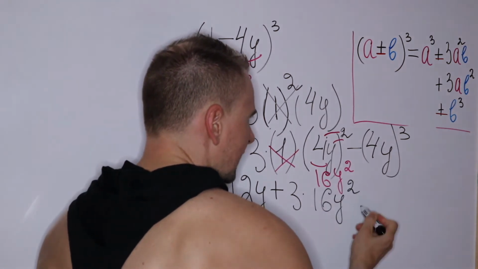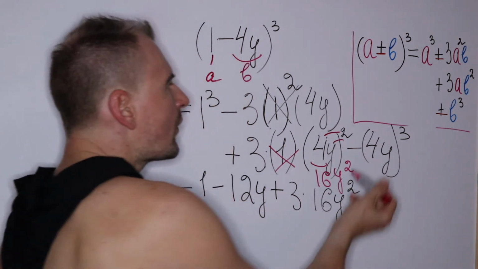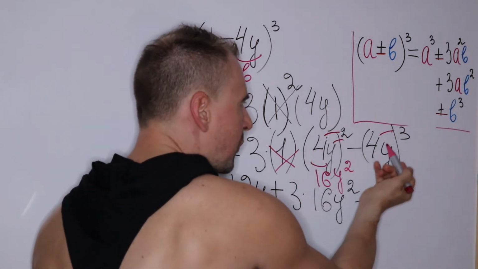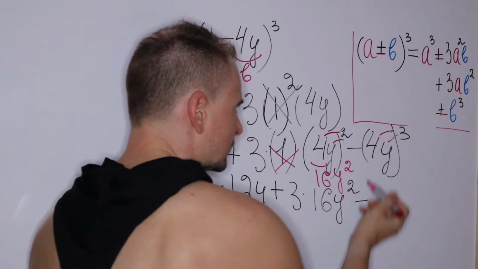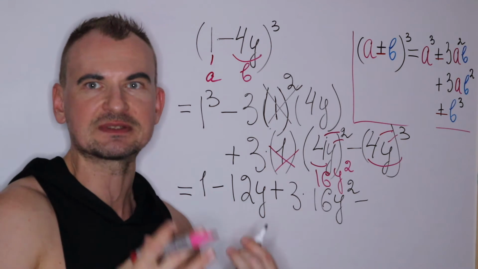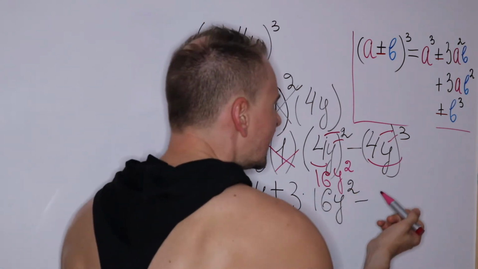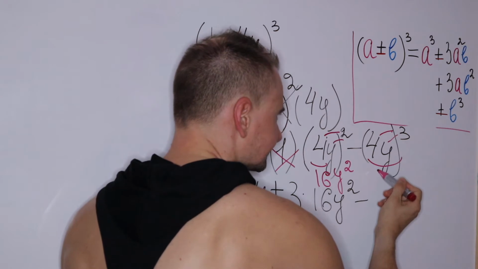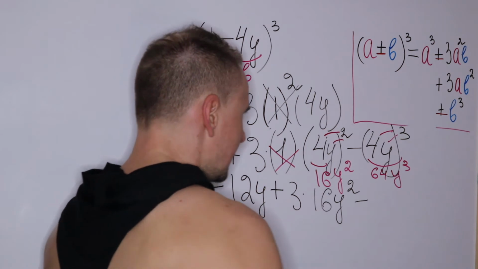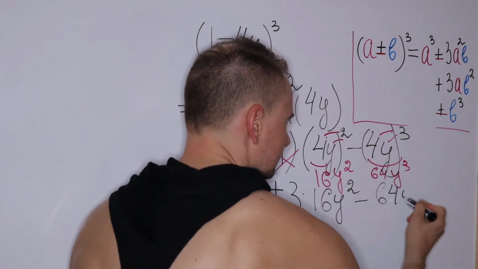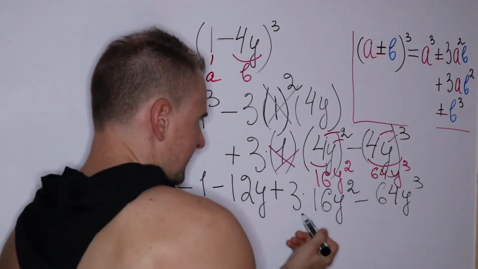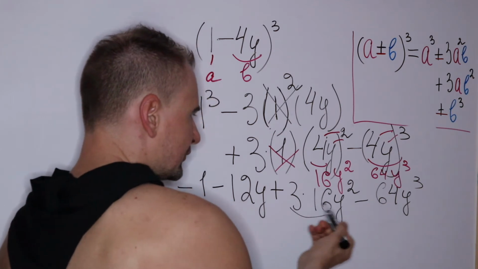16y squared minus. And again at this point you need to raise separately the coefficient in front of your variable, which is 4, and y cubed. So 4 raised to the third power basically means 4 times 4 times 4. That would leave you with 64. And you have this y cubed. So minus 64y cubed.